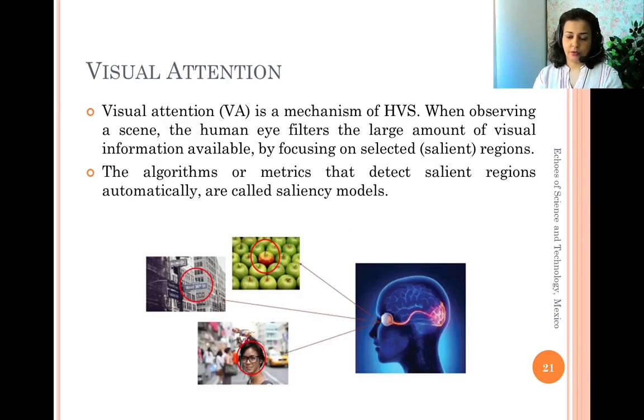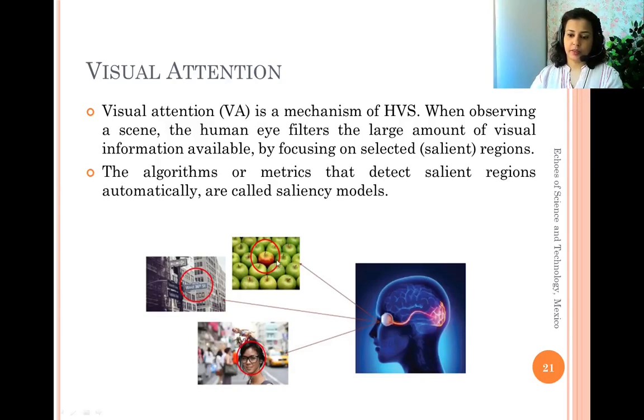Before we know what is the importance of visual attention in quality assessment, first, let me give you a brief introduction of what is visual attention. So visual attention is a mechanism of human visual system. When observing a scene, the human eye filters a large amount of visual information available by focusing on selected regions. And these selected regions are called salient regions.